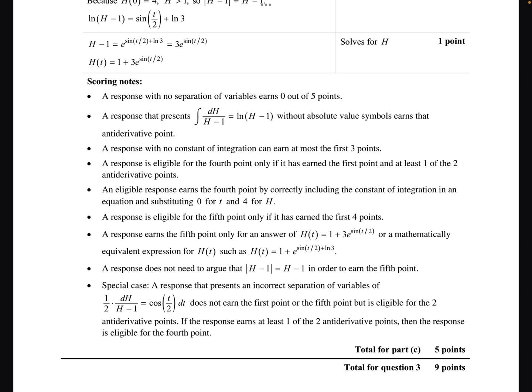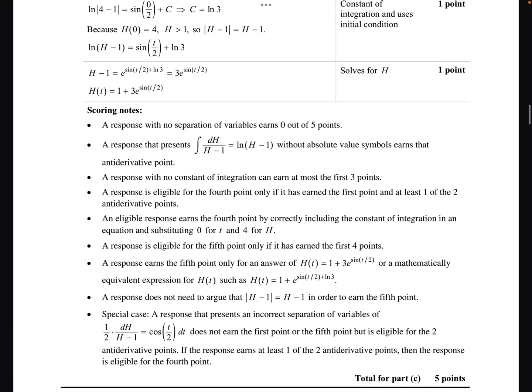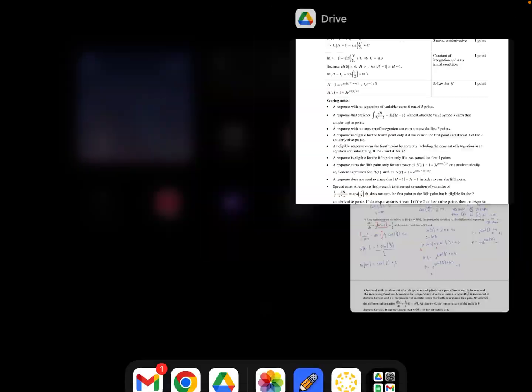A response does not need to argue that the absolute value of h minus 1 is equal to h minus 1 in order to earn the fifth point. Okay, cool, whatever. I'm not really sure what the special case is, and I don't really want to read it because I've been talking about this problem for too long.